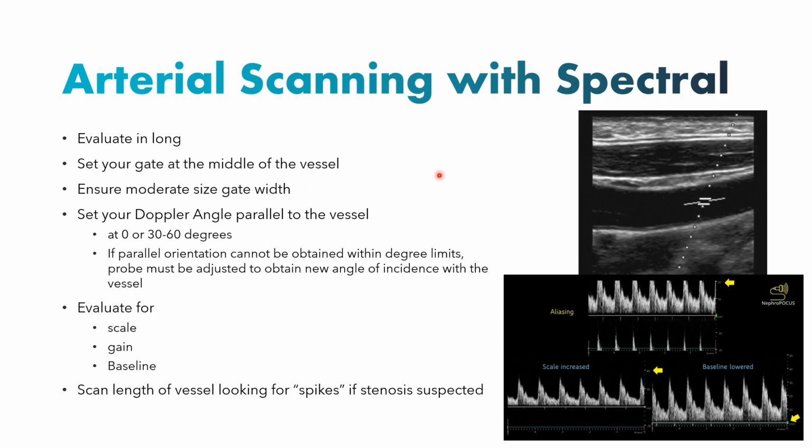Now, when we add spectral scanning to our Dopplers, we are going to have to concentrate on a number of different things. So spectral is obtained in long. You don't have to worry about obtaining spectral in transverse. The important thing to remember is that you want to take this little gate, this little cursor thing here, or equal sign, and you want to set that at the center of your vessel. You also have an ability to control your gate size. So you can open it up really wide, you can narrow it down really small.